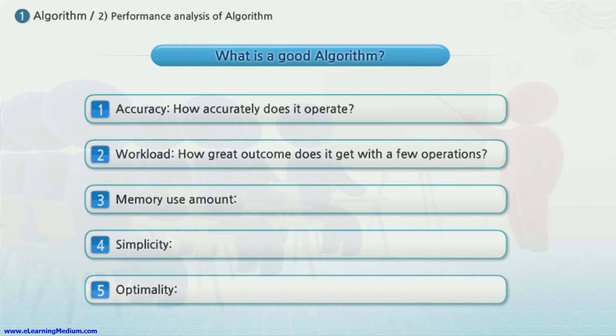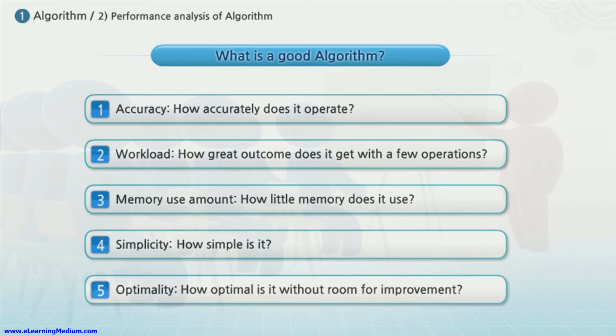Workload is what shows how great outcome it gets with a few operations. The less the workload, better the performance. Memory use amount is what shows how little memory an algorithm uses. The less the memory use amount, the better the algorithm. Simplicity is what shows how simple an algorithm is. The simpler the algorithm, the better the performance. Optimality is what shows how optimal an algorithm is without any room for improvement. The less room for improvement, the more optimal the algorithm.